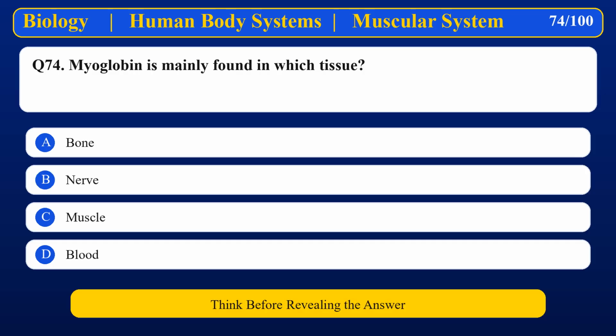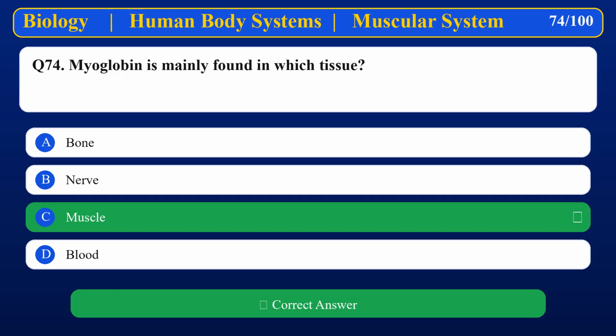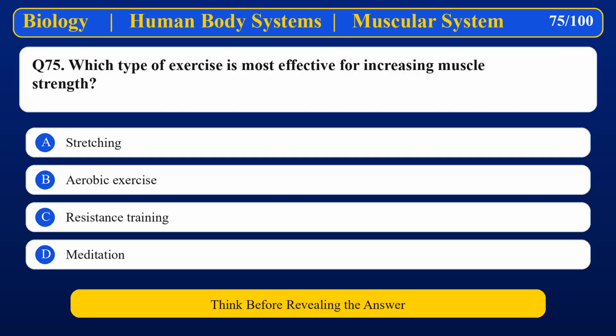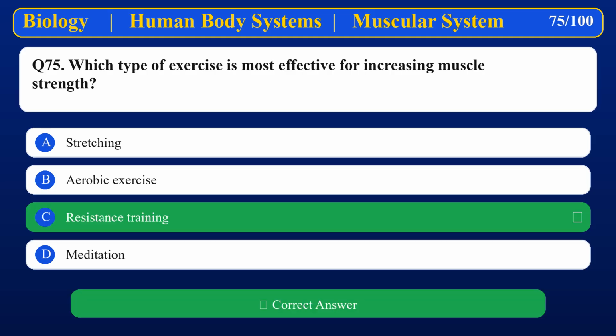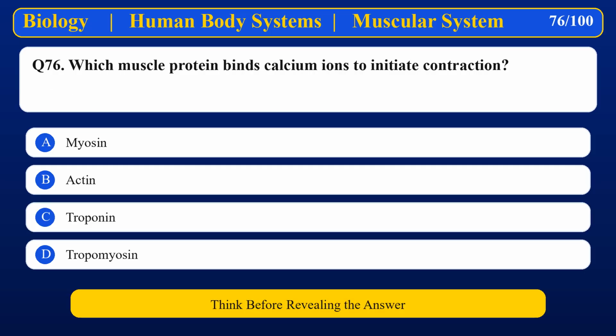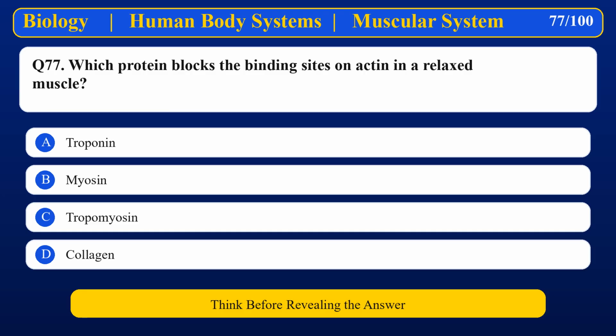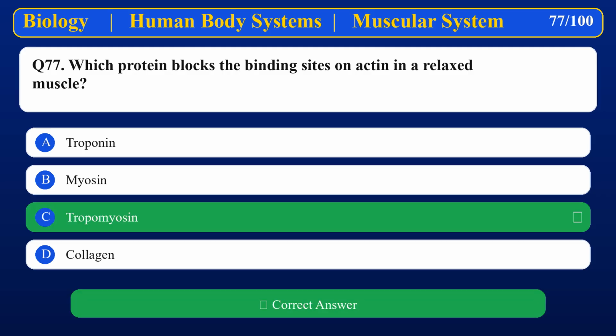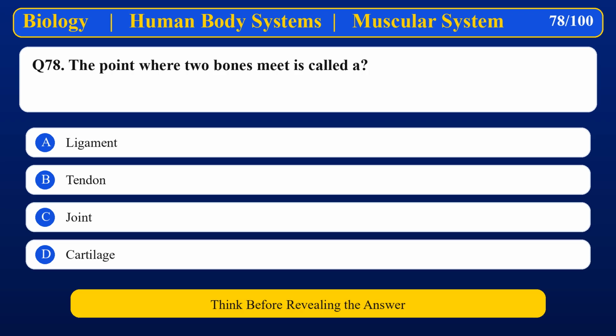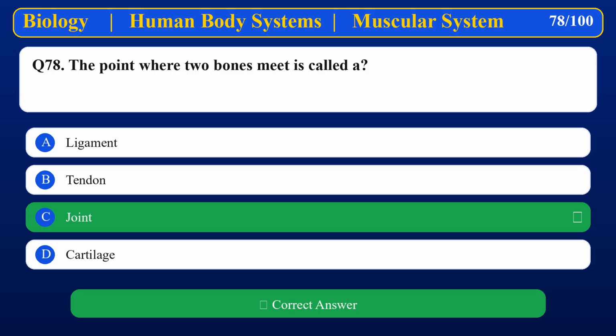Myoglobin. Myoglobin is mainly found in which tissue? Muscle. Which type of exercise is most effective for increasing muscle strength? Resistance training. Which muscle protein binds calcium ions to initiate contraction? Troponin. Which protein blocks the binding sites on actin in a relaxed muscle? Tropomyosin. The point where two bones meet is called a joint.